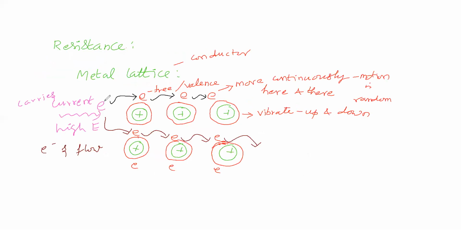Now in the metal lattice, there are many metal atoms. Each metal atom contains a nucleus, and around the nucleus a bounding electron cloud will be there. Then free electrons will be there. It is like this for one metal atom, and like this, other metal atoms are there.